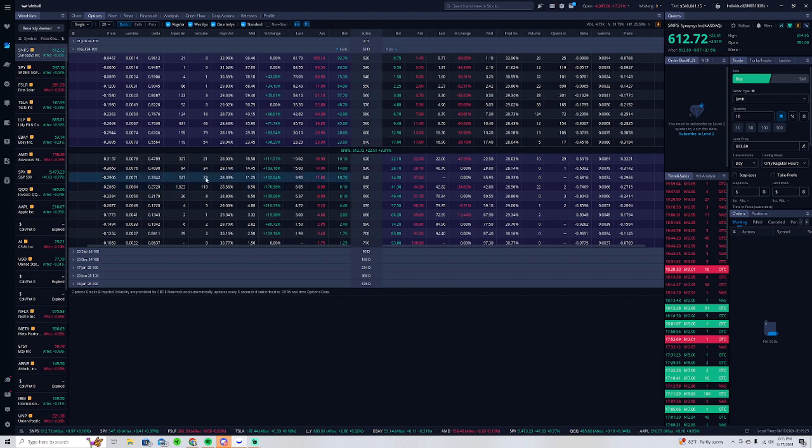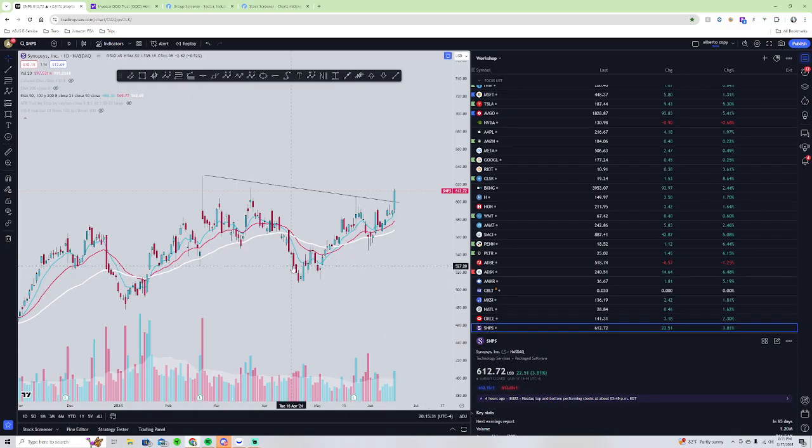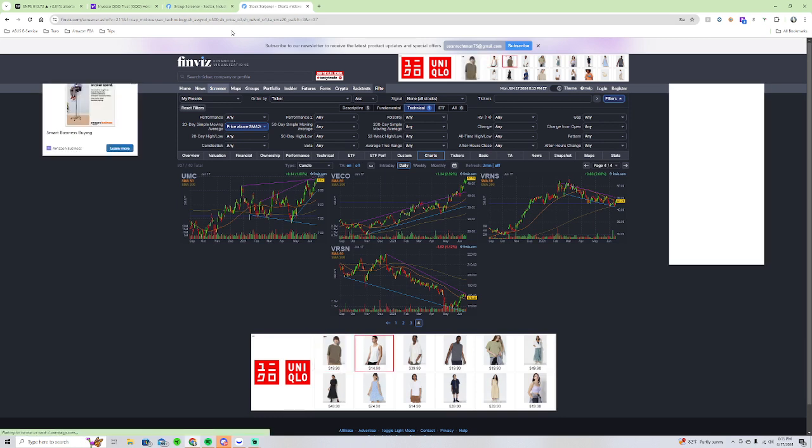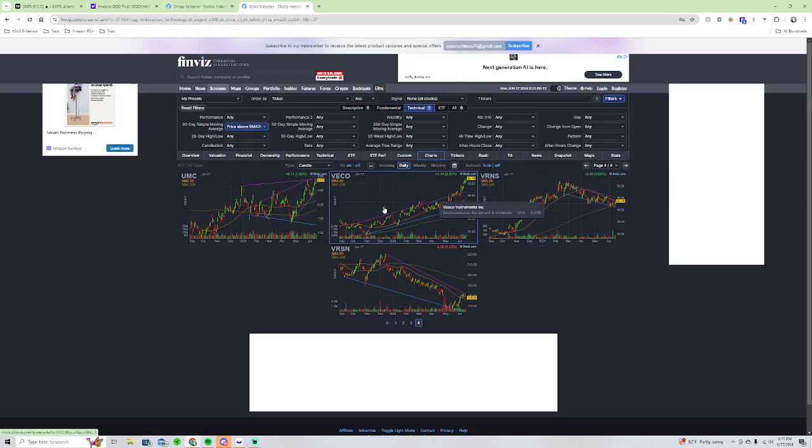The volume is a little bit low. I would like over 100 at least. But this 650 call, we can definitely trade. So I'd definitely keep this one on my list because it does look like it's not too illiquid. So yeah, that's pretty much it for this scan.